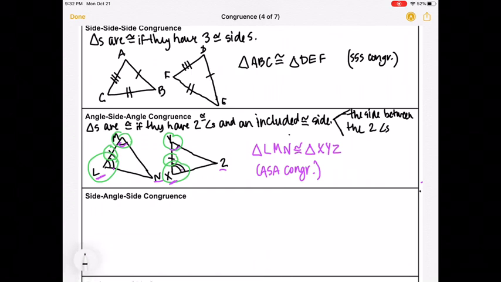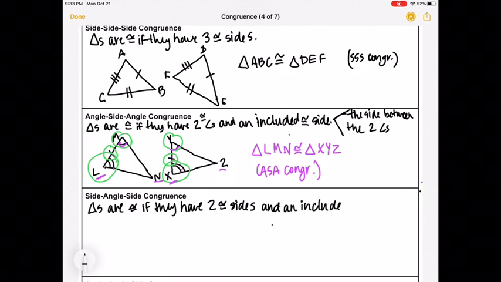All right, next one here is side, angle, side congruence. So triangles are congruent if they have two congruent sides and an included congruent angle, which, similar to included side, will be the angle between the two sides.